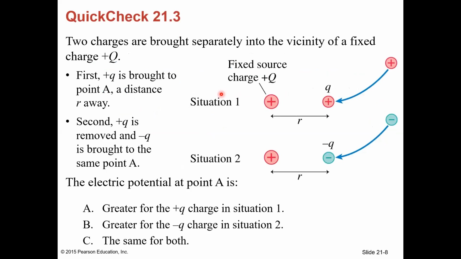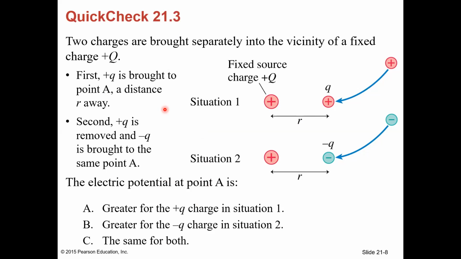Okay, I'm going to ask you guys this question. I have this source charge, which, like I said, creates the potential. And I'm going to move 2 charges here. In one situation, I'm moving the positive charge over here to some distance r from the source charge. In another situation, I'm moving a negative charge here. In which situation do you have greater electric potential? Is it greater in situation 1? Is the electric potential greater in situation 2? Or are they the same for both?